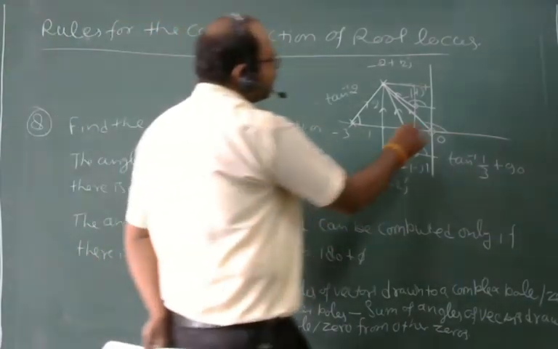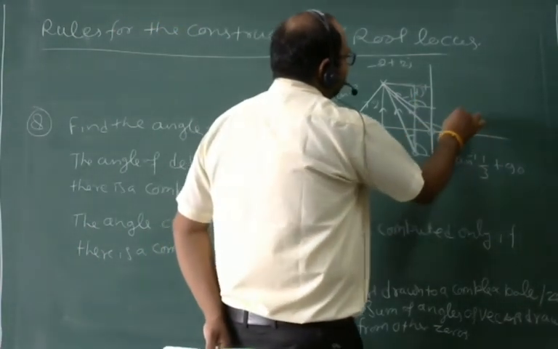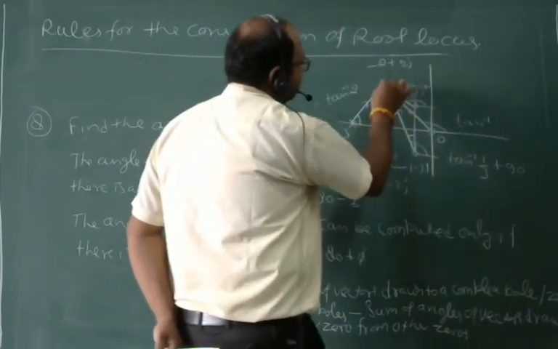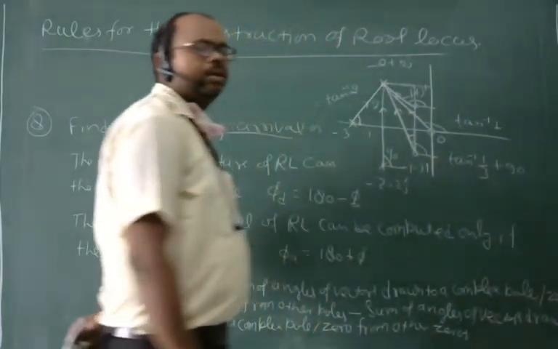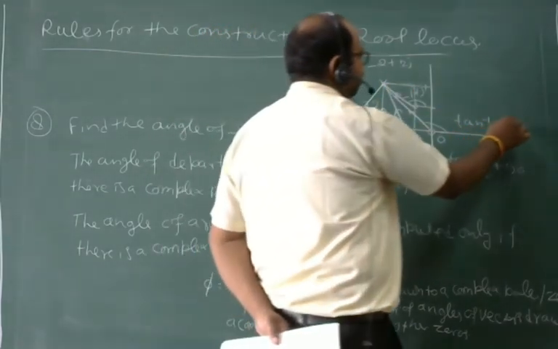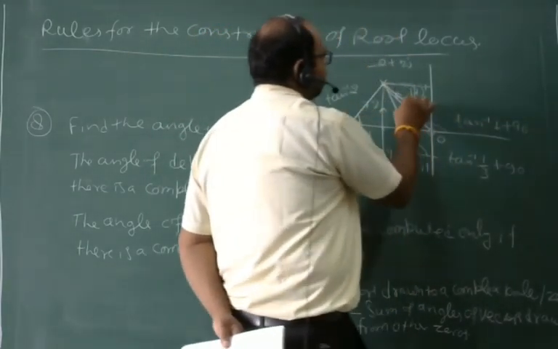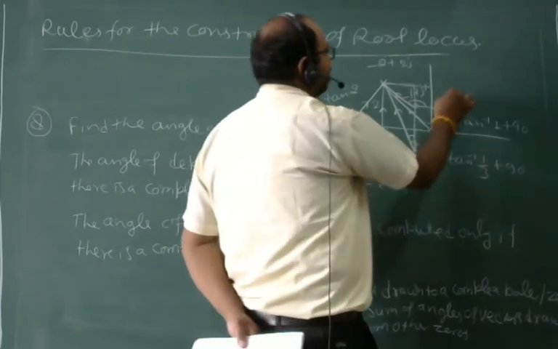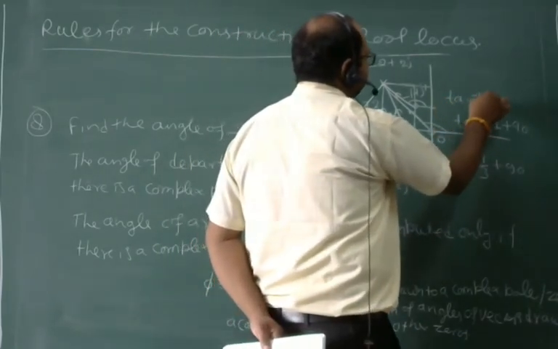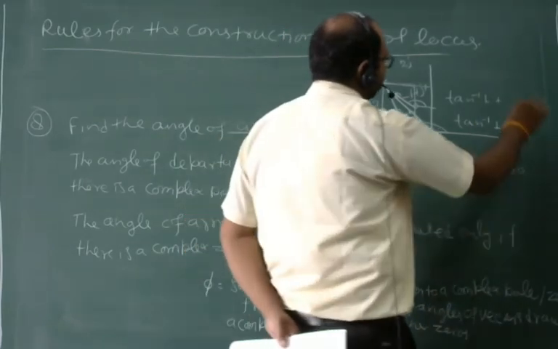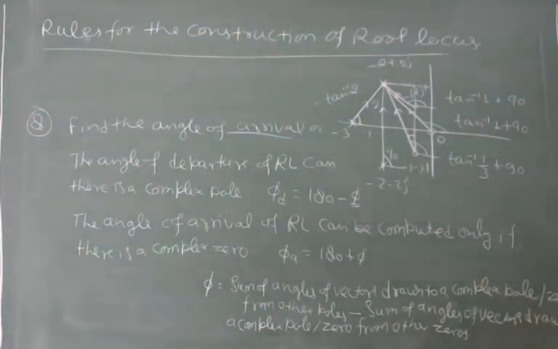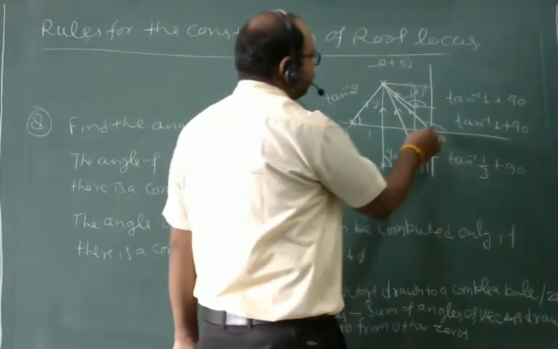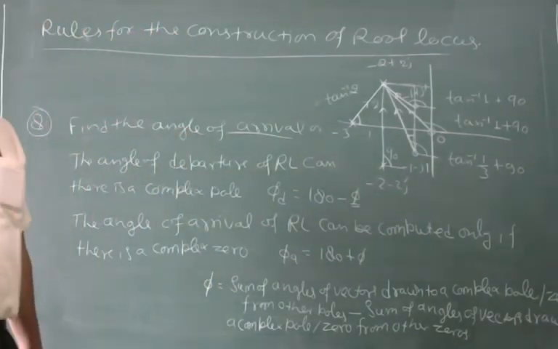What about this angle? This will be tan inverse. This is 2 and this is 2, 1. And what about this angle? This is plus 90. What about this angle? This will be tan inverse 1 plus 90, right? Tan inverse 1 plus 90, and this also is the tan inverse 1 plus 90.